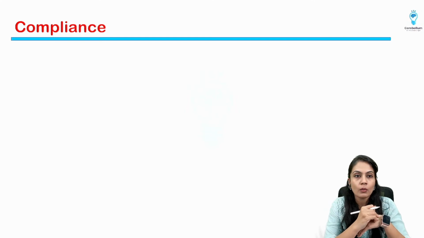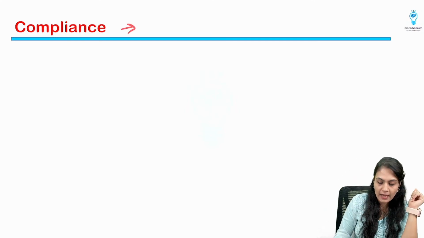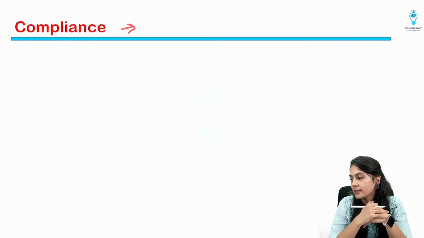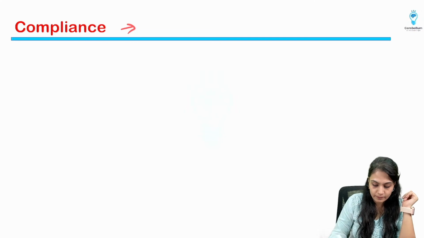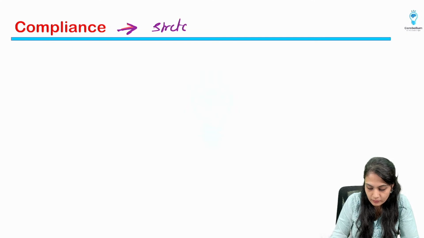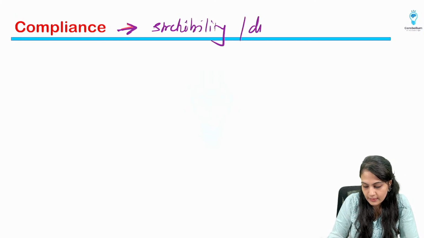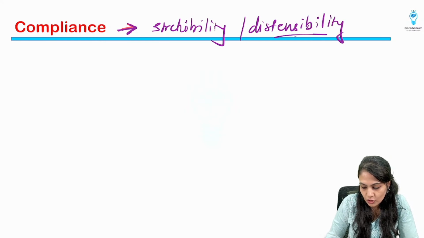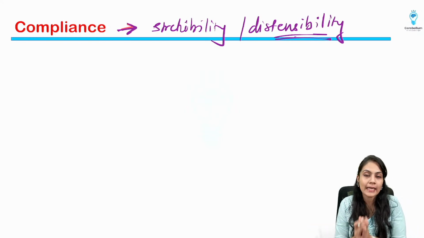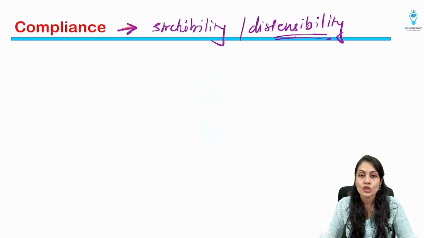Tell me what do you mean by compliance? I have told many times what exactly you mean by it. What is the meaning of compliance? It means stretchability or distensibility. Distension, that means how much the alveoli and the airways can expand. Okay, so that is the case over here.